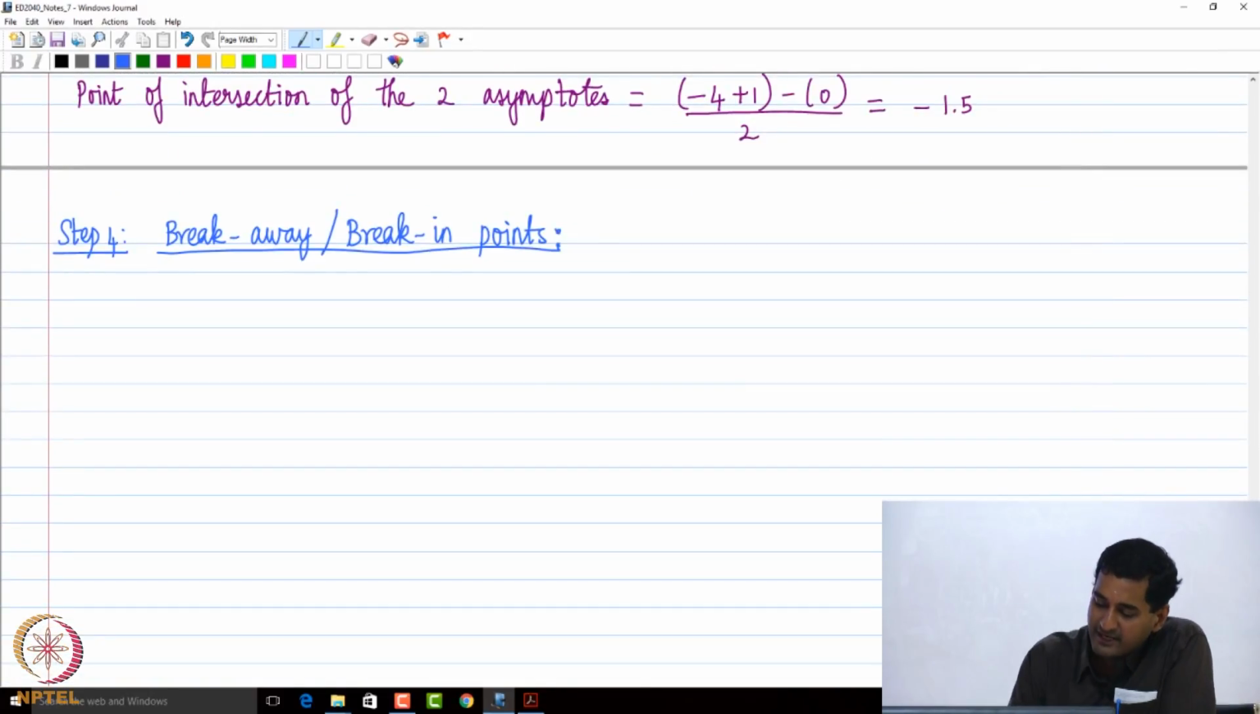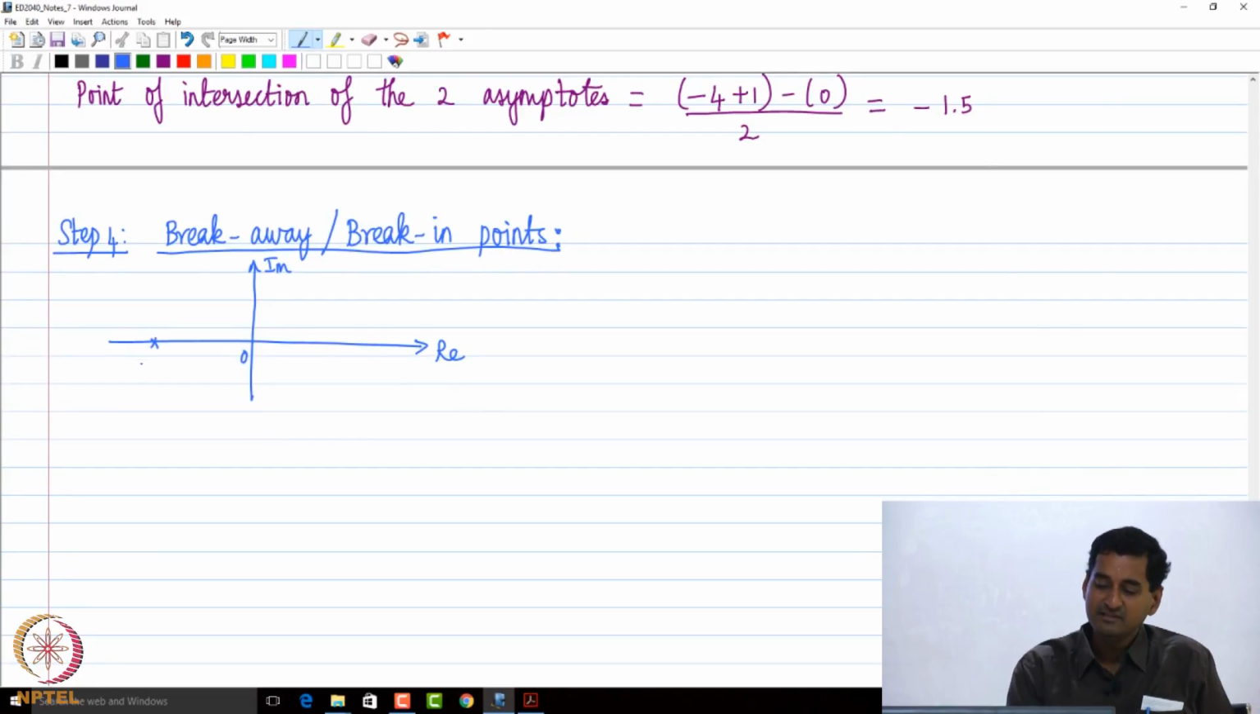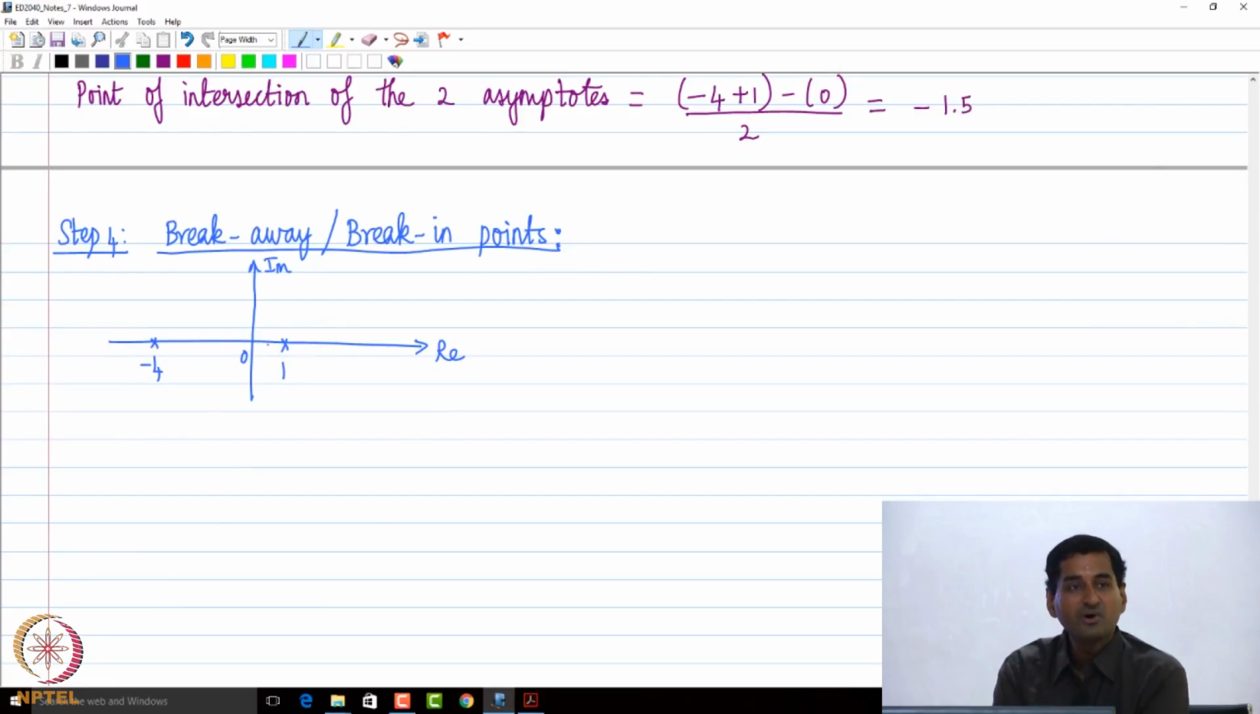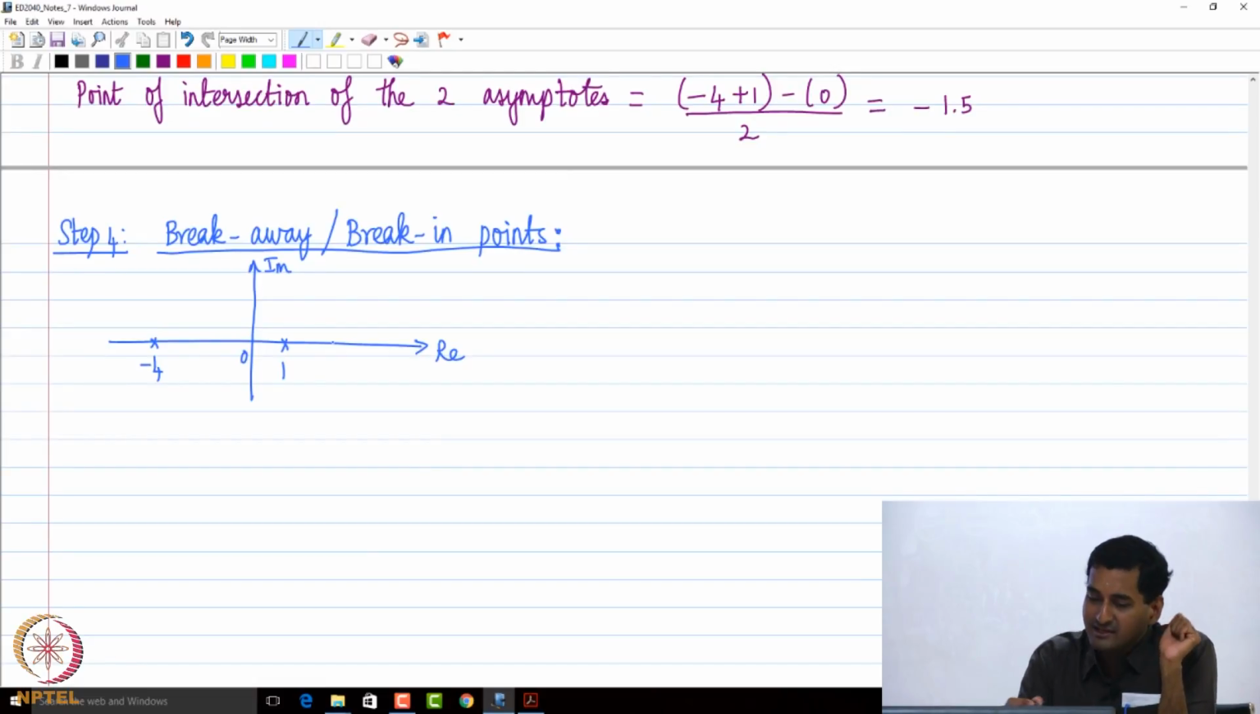When will I have a breakaway point? For example, let us say I have the real axis, and this is my imaginary axis. Suppose, as in this example, I have minus 4 and 1. These are two open loop poles on the real axis, without any open loop zero in between. As far as this particular example is concerned, I'm going to have one branch starting from minus 4 and coming to the right, one branch starting from plus 1 and coming to the left.